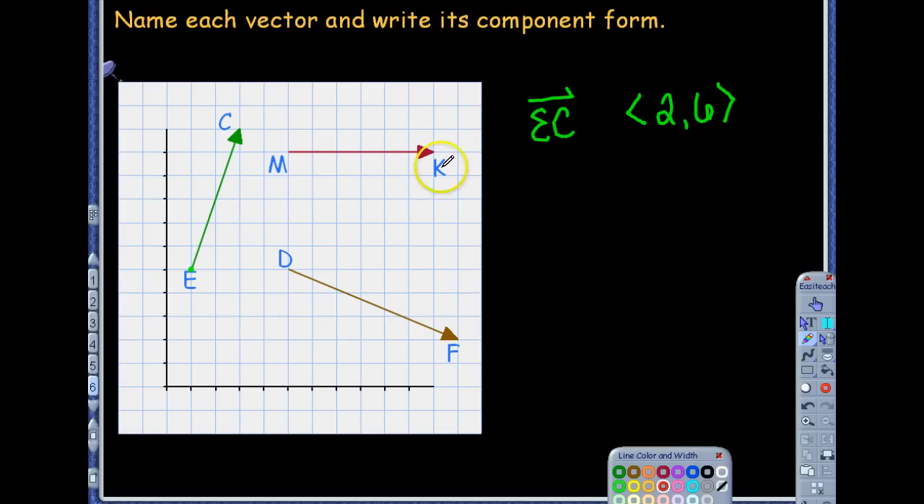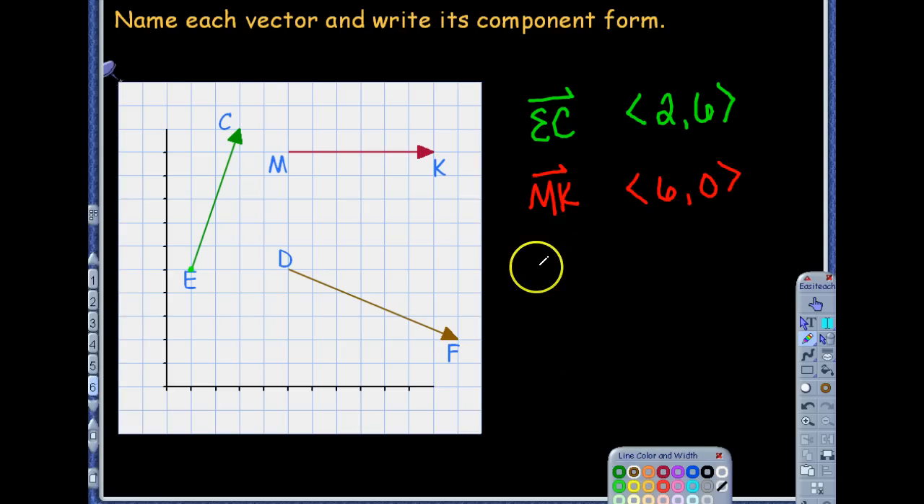Okay, what about M and K? How do I know which one to start with? The initial point is M, and then K, and then the little vector symbol, and then the component form. I'm noticing it's only going to the right. So 1, 2, 3, 4, 5, 6. So that's my horizontal piece. But what is my vertical piece? There is no vertical change, so it'd be just 0. 0, good. And the last one, I'm just going to name it.